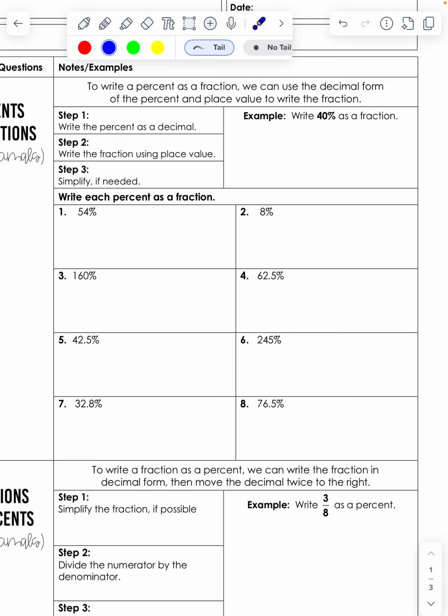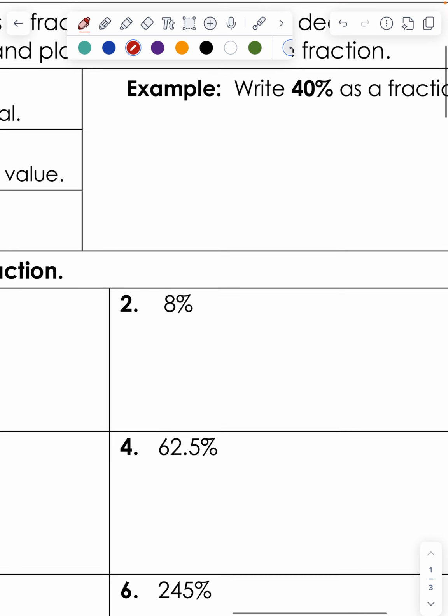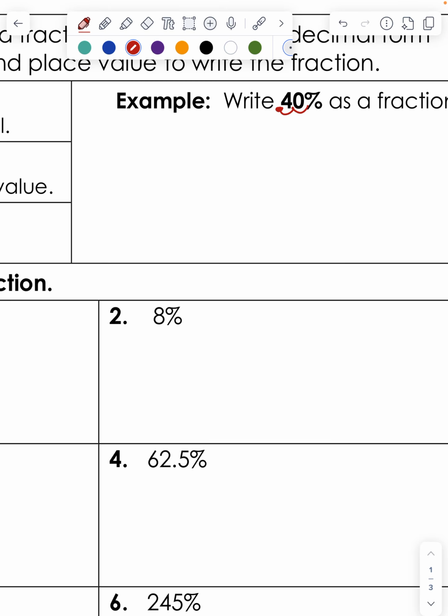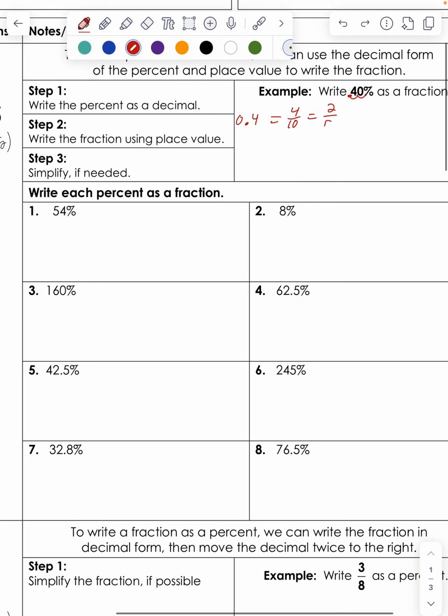So firstly, we're going to turn 40%. We're going to convert that to a decimal, and that would be 0.4. How would we say this? We would say this as 4/10. And we know that we can reduce by 2, and we get 2/5.